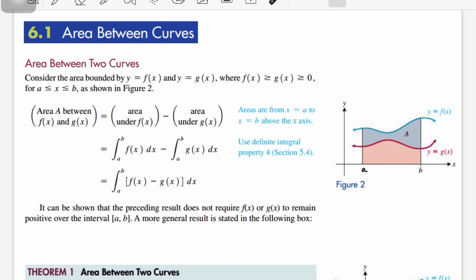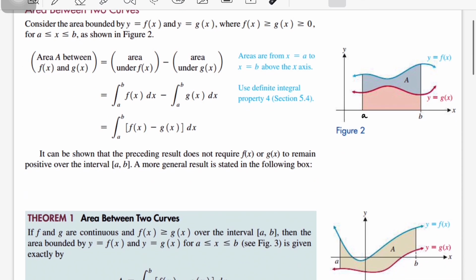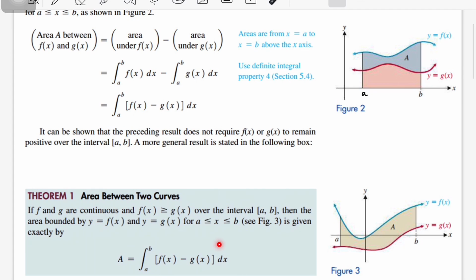Now, this result does not require our functions to remain positive over some interval either. So a more general result is given by this here and shown in this diagram here. So again, if f and g are continuous and f is greater than or equal to g over some interval, then the area bounded by our two functions and this interval here is given exactly by this. Now this is only the case when f of x is greater than g of x. And graphically, that just means that f of x is above g of x. So let's look at an example here.